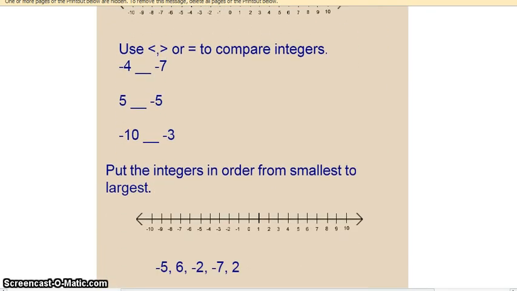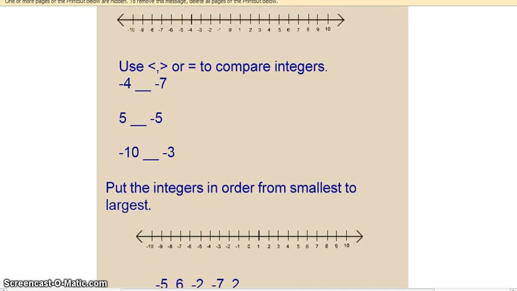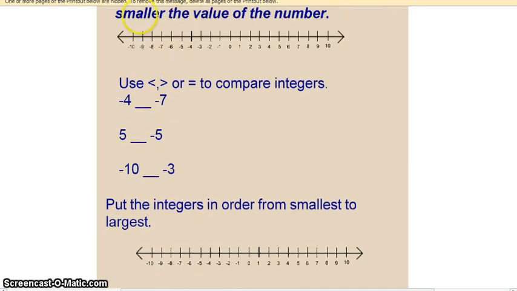So let's do a little bit of comparison using greater than, less than, or equal to. So negative 4 and negative 7, which one do you think would be bigger? Negative 4 or negative 7? We can look at the number line if we need to. So if you thought negative 4 would be the bigger number, you're correct, because negative 4 is further this way than negative 7 is. So we're going to put a greater than symbol.